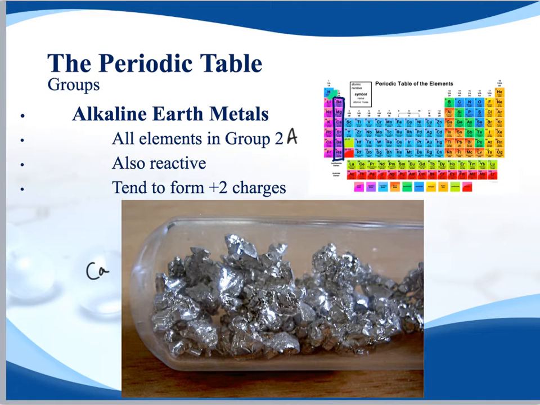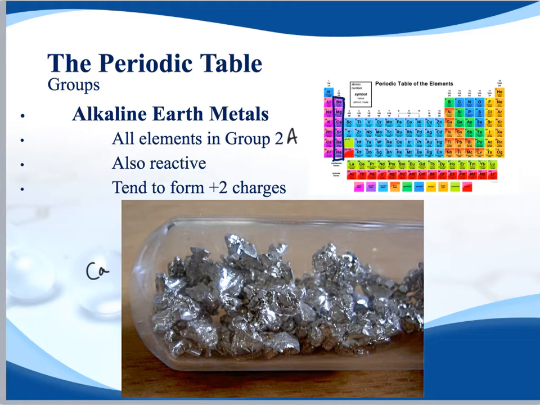Okay, our second family here, so the second column, family 2A, group 2A, also has a special name. So not every family has a special name. This one does. This is called the alkaline earth metals. So that's beryllium all the way down to radium there. These metals are also reactive.